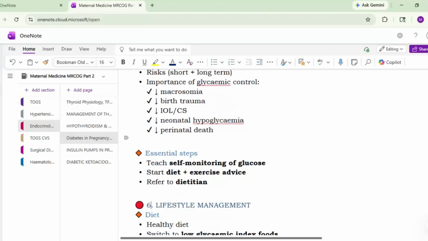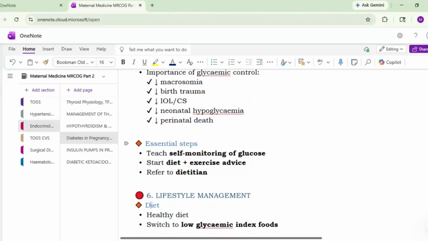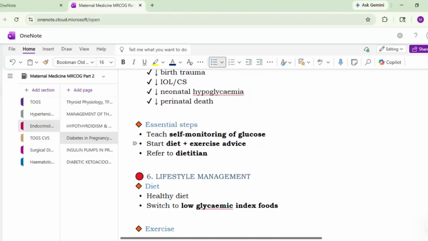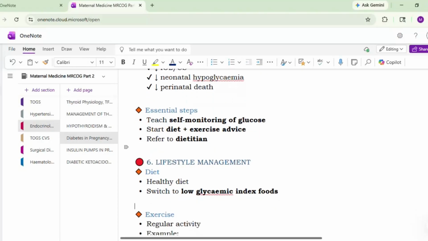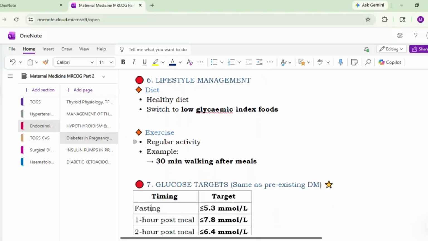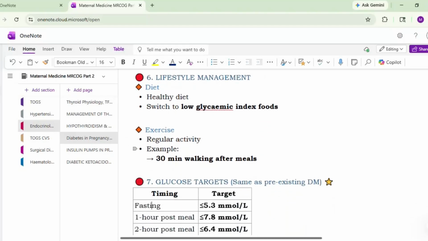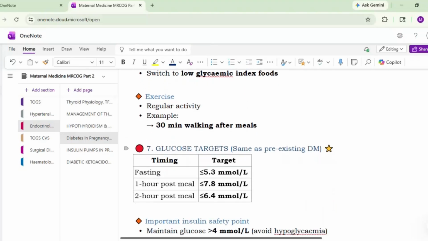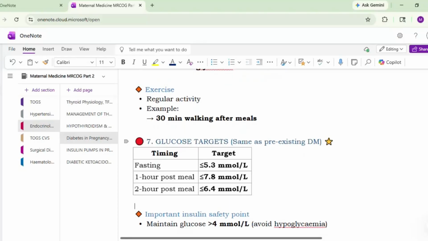The most important is teaching. Teach self monitoring of the glucose, and she will be started on diet plus exercise, and she will also be referred to the dietitian. So she will come to the joint diabetic clinic. She will be given advice on the importance of glycemic control, and she'll be given diet plus exercise advice and referral to the dietitian. A healthy diet, switch to low glycemic index foods, and regular exercise activity, especially 30 minutes after the meals. A 30-minute walk after the meals is advised.